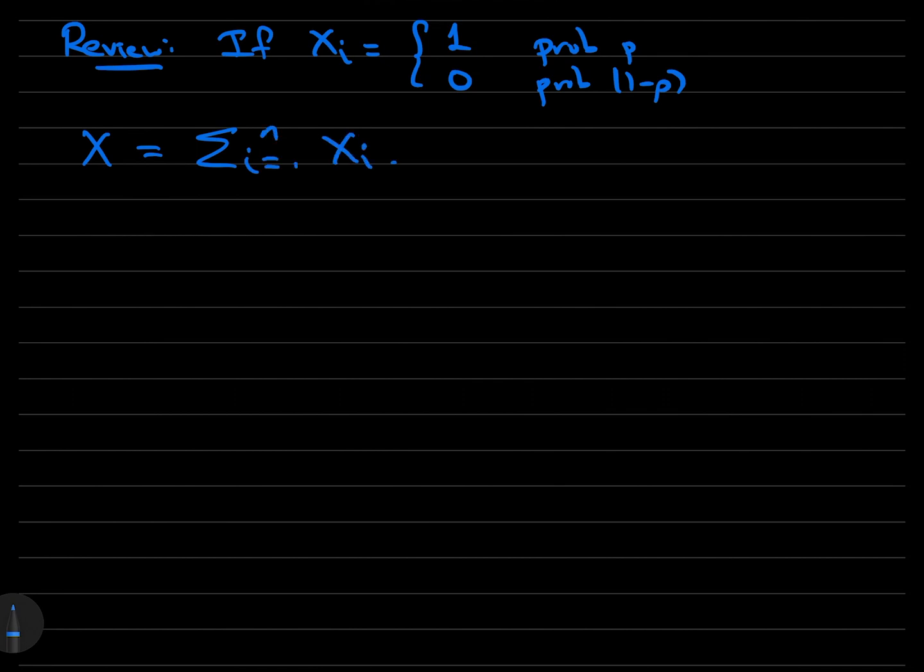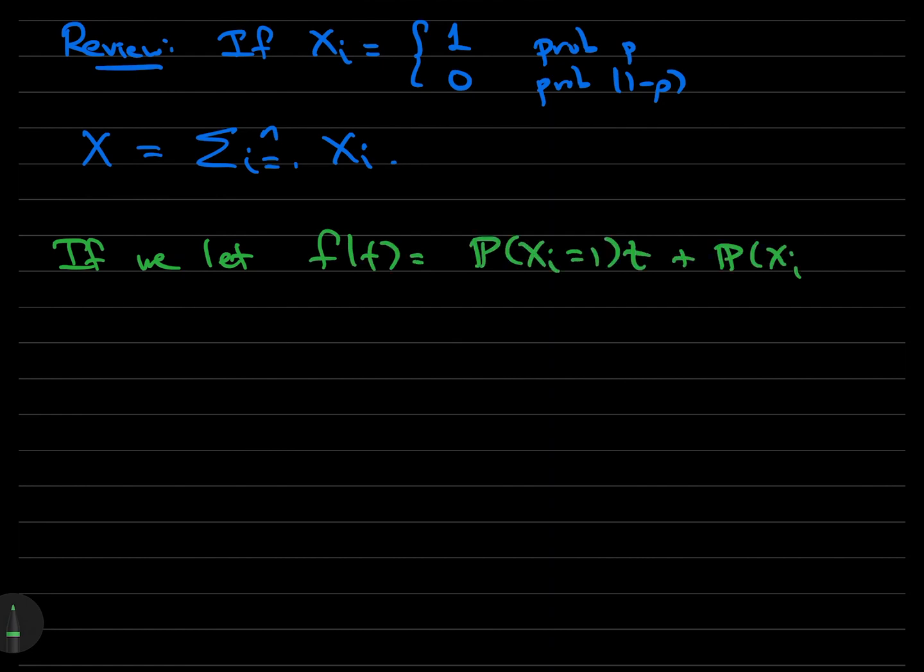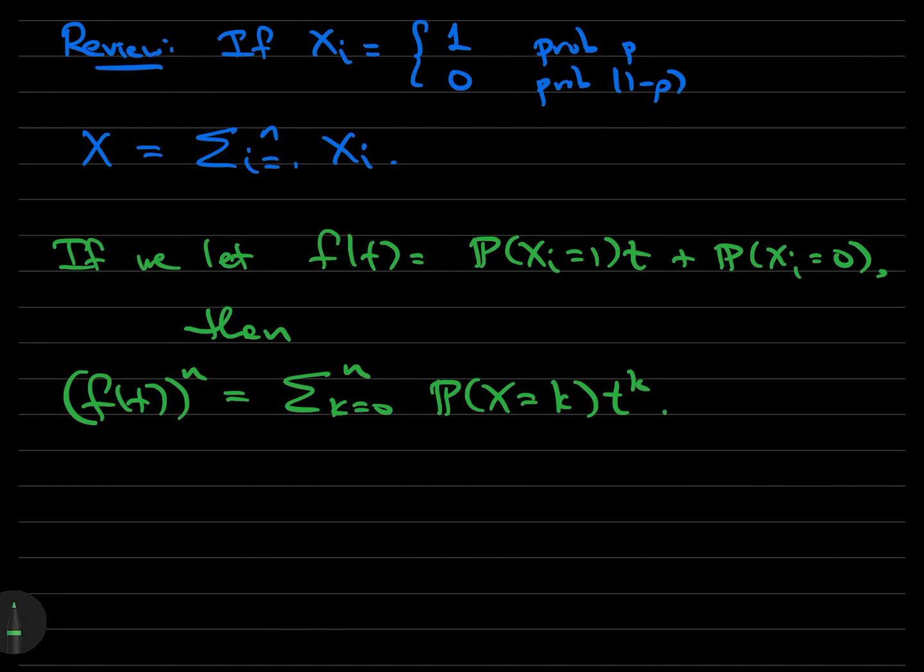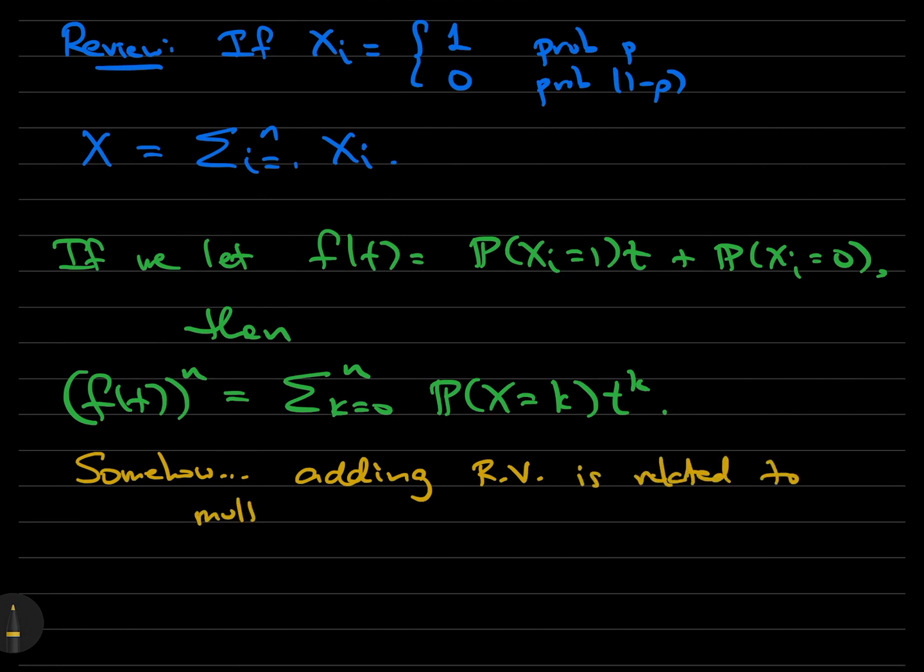If we can summarize what we just said, if we let xi be the random variables that are 1 with probability p and 0 with probability 1 minus p, let x be the sum of those. If we define f of t to be the polynomial probability x equals 1 times t plus probability x equals 0, then when we take a high power of that polynomial, we get a big polynomial whose coefficients are the coefficients of the binomial distribution. So somehow, adding random variables is related to multiplying polynomials. Let's explore this. Now we make a definition.